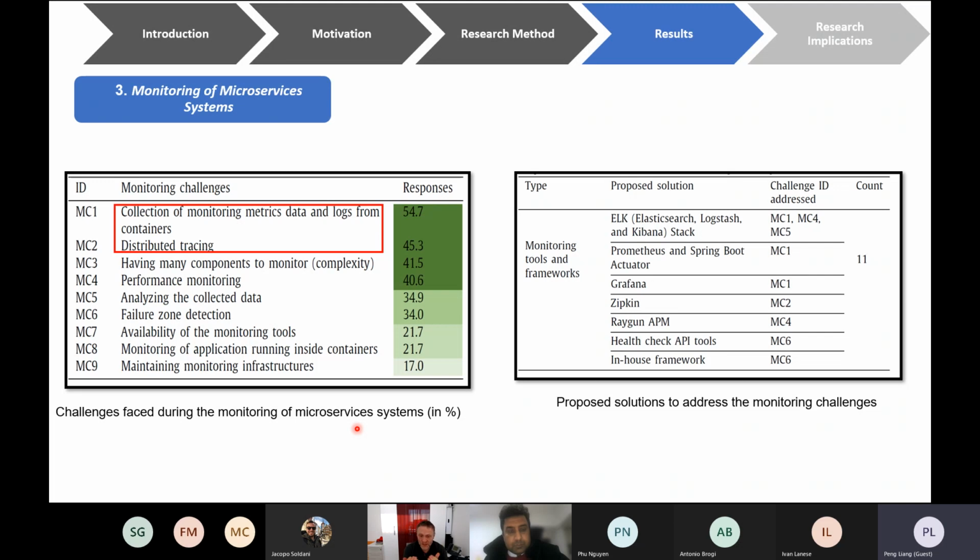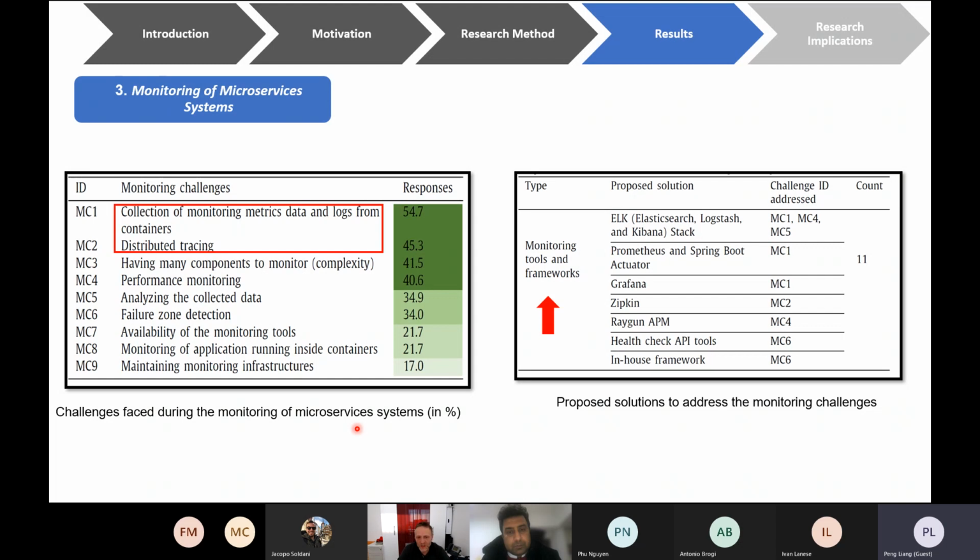Concerning the proposed solutions for these monitoring challenges, we received 24 answers from the survey and the interviews, and we considered only 12 answers as valid. We excluded the solutions that were incomplete or inconsistent, or that were not adequate as a response. The participants recommended 10 tools.